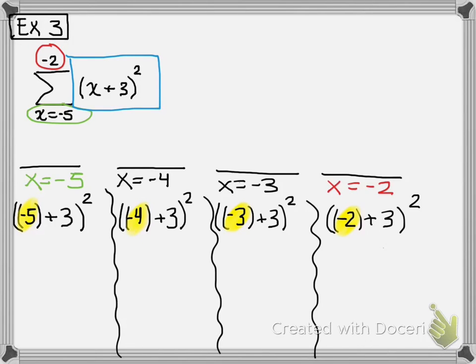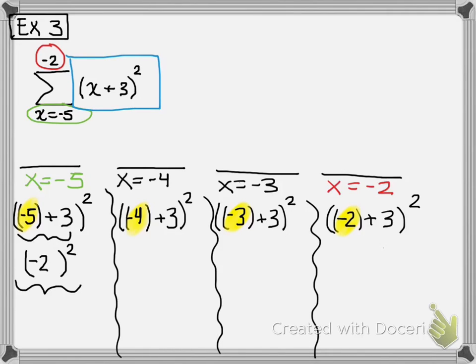So let's start with our first one. When we think about PEMDAS, we always want to start with inside of the parentheses. So inside of these parentheses, I have negative 5 plus 3. And you can type that in your calculator, or do it in your head. You would get negative 2. And then we want to square it.